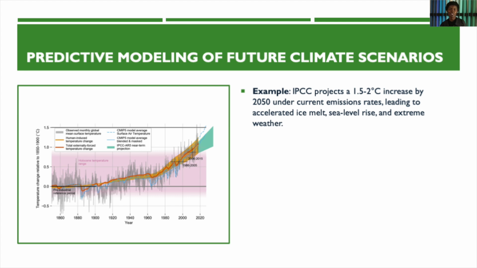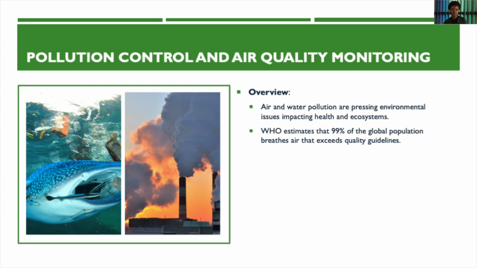According to the IPCC, if emissions continue at current levels, we could see an additional 1.5 to 2 degrees C increase by 2050, leading to accelerated ice melt, sea level rise, and extreme weather events. These models are critical for planning and adaptation. Pollution control and air quality monitoring.